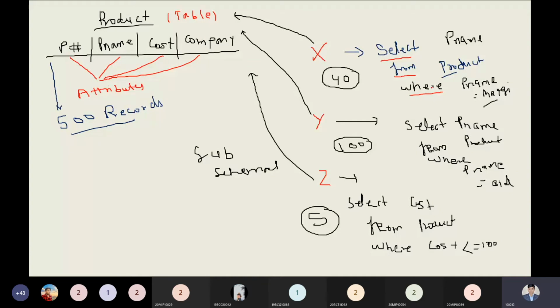So he's getting only the 5 records. Keep in mind 40 plus 100 plus 5. You can't combine them, sir. There should be less than 500. These are not equal to the 500.